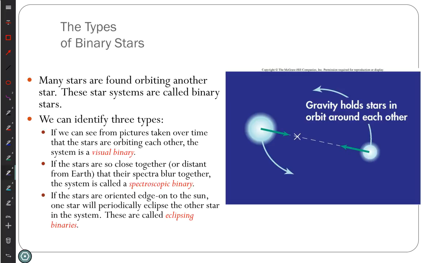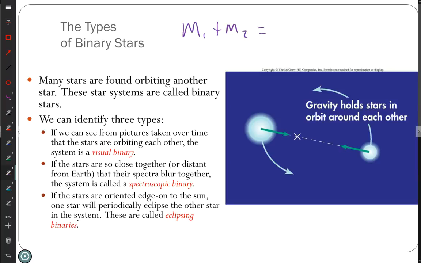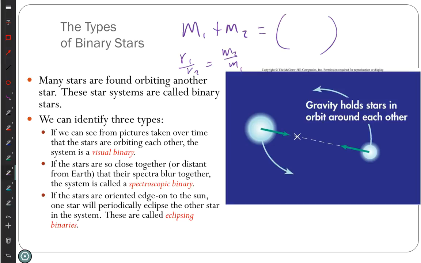So then you have two equations. One equation that says mass 1 plus mass 2 is equal to, I don't remember the rest of the equation, but it has period squared and semi-major axis cubed in it. And we have a second equation that says R1 over R2 equals M2 over M1. So the more massive one has the smaller radius. And with those two equations, you can pinpoint exactly what the mass of each of them is.